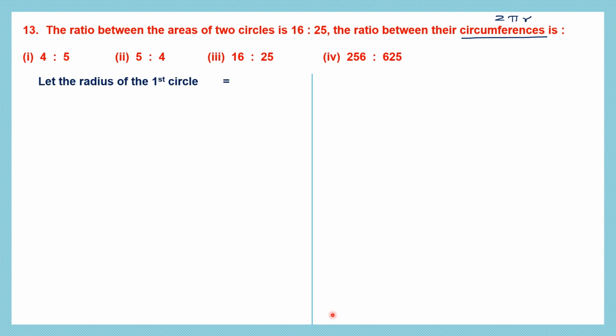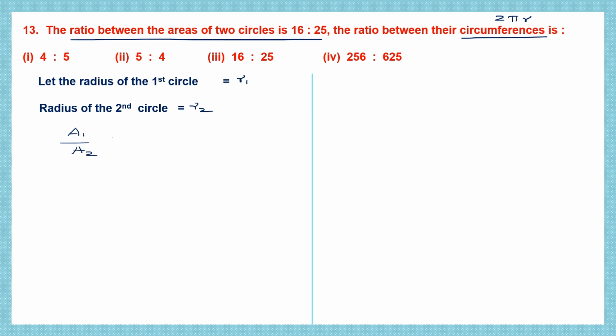So let the radius of the first circle be r1. Remember, we need to find the radius. So let the radius of the second circle be r2. Now we've been told that the ratio between the areas is 16:25. So we can say area 1 by area 2, that is the ratio between the area of the first circle and area of the second circle, is 16:25. Now the formula for area 1 is pi r square. So area 1 will have pi r1 square, and here it is pi r2 square. And this is equal to 16 by 25.